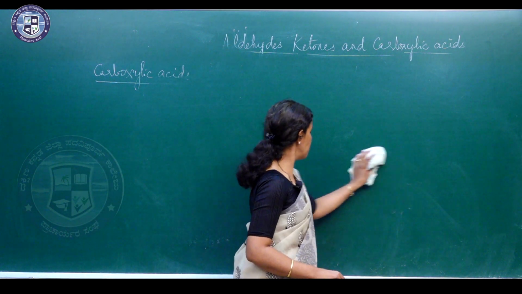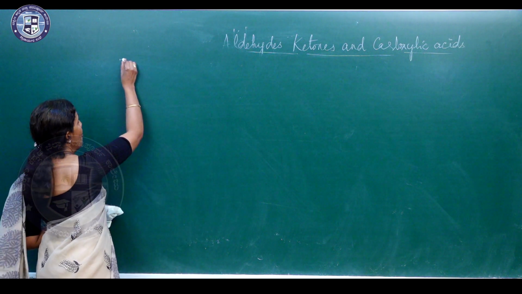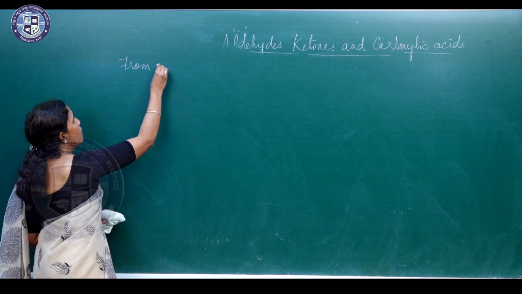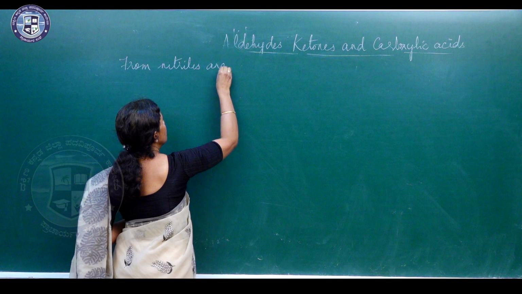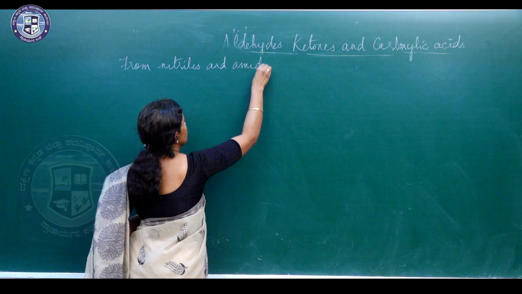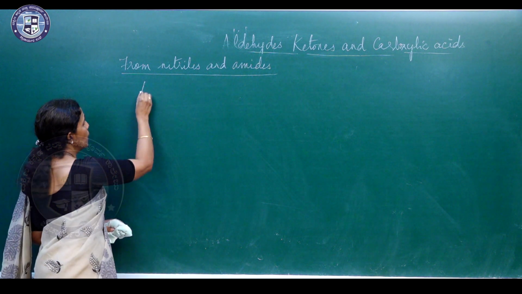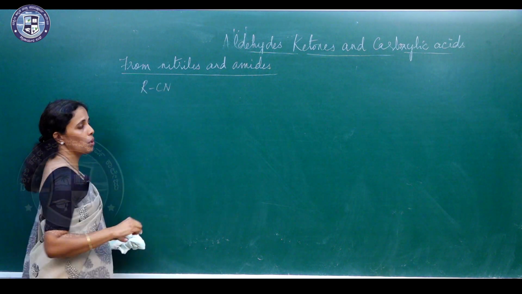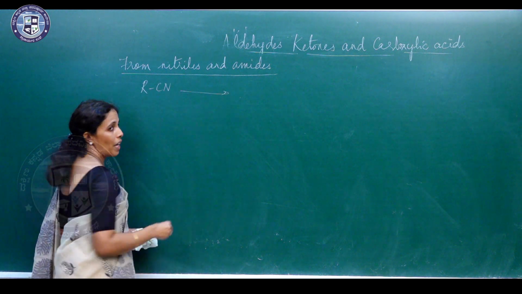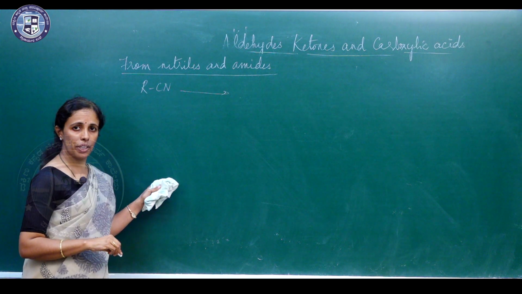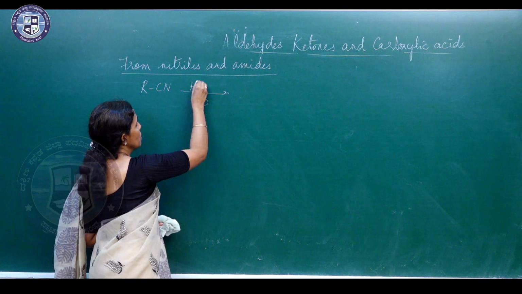Next we will go for the preparation of carboxylic acids from nitriles and amides. What are nitriles? An alkyl group linked to a cyanide group is called a nitrile. This nitrile is subjected to hydrolysis either in presence of an acid or a base as catalyst. We are subjecting it to hydrolysis here.